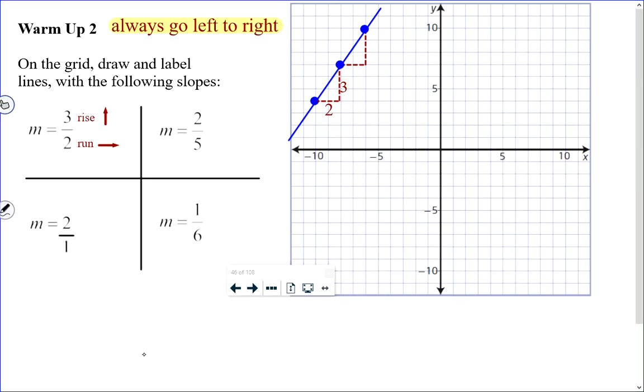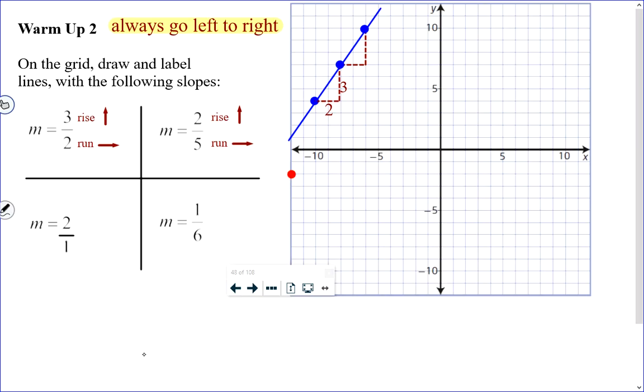Once again, pause the video if you need to, but I'm moving on to the next slope, which is 2 over 5. Well, the bottom number is the run. The run is always to the right. The top number is the rise, which goes up.